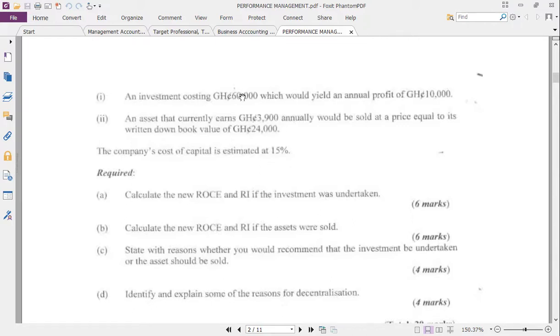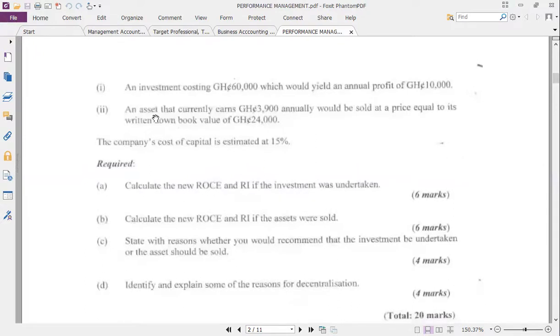So we are only considering the 60 and 8 profit of 10,000. That one, you don't need to consider the second section, the II. No, it will affect the B. They say calculate the new ROCE and return on investment if the assets were sold. So that one, you pick only the sold. State with reasons whether you recommend the investment to be undertaken or the asset should be sold. You pick the one that offers the best position, then that's all.